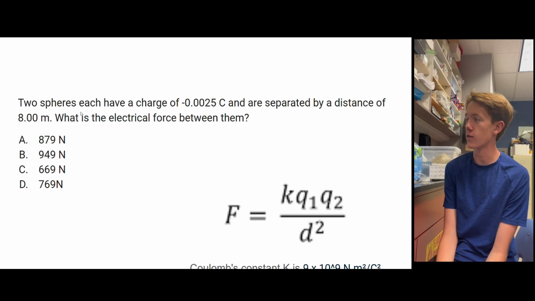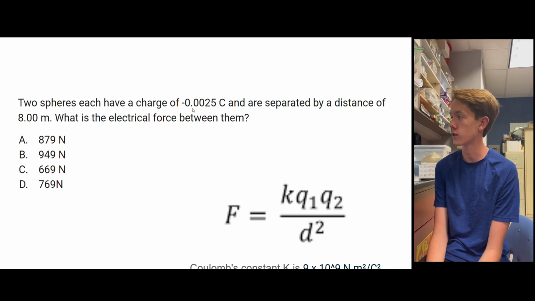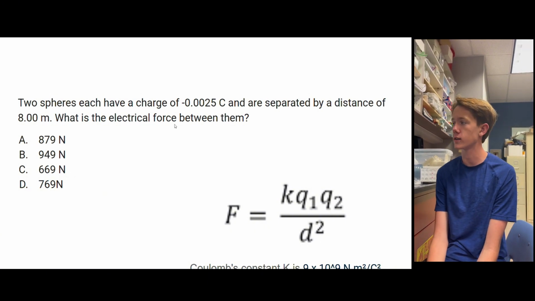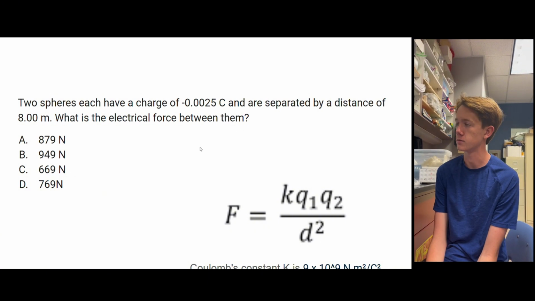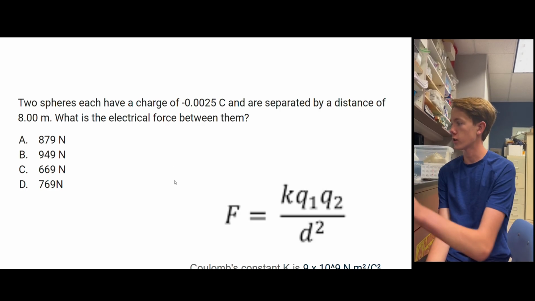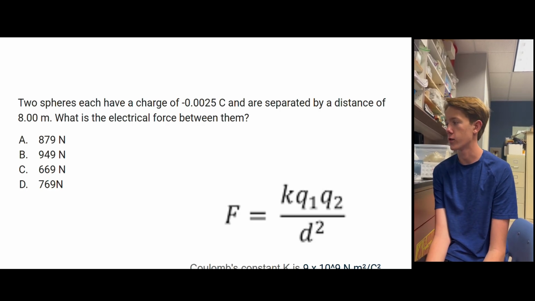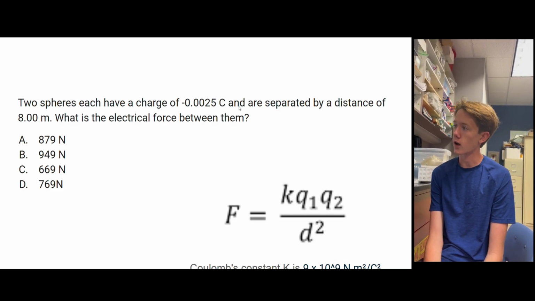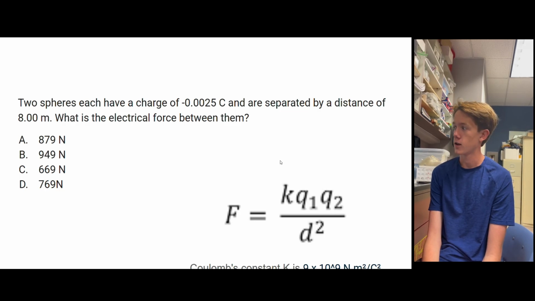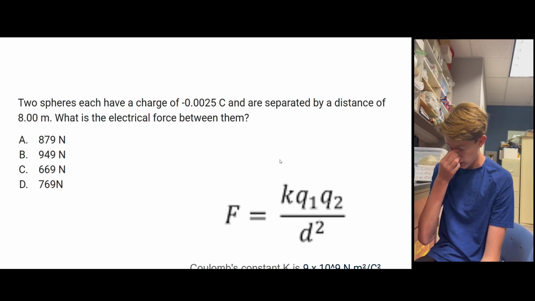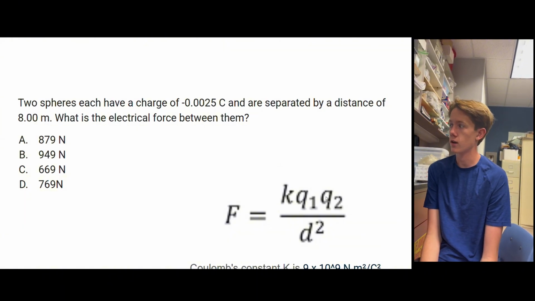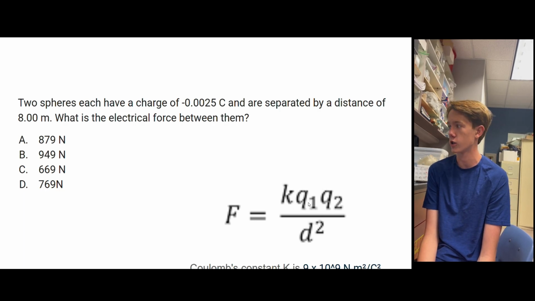Two spheres have a charge of negative 0.0025 coulombs and are separated by a distance of 8 meters. What is the electrical force between them? So we're given an equation and the Coulomb's constant, since I can't really remember it. We're given the charge of both of the spheres, which are both the same. Since they're both the same, it's basically just Q1 times Q2, which is just the charge squared. You just square one of the charges.